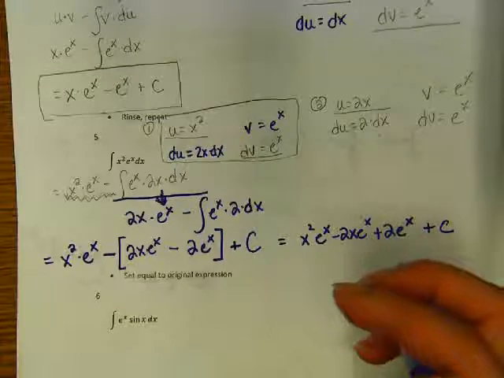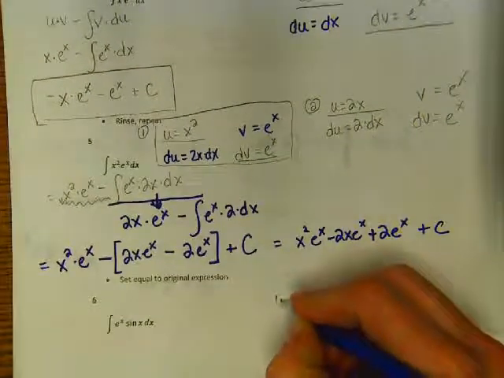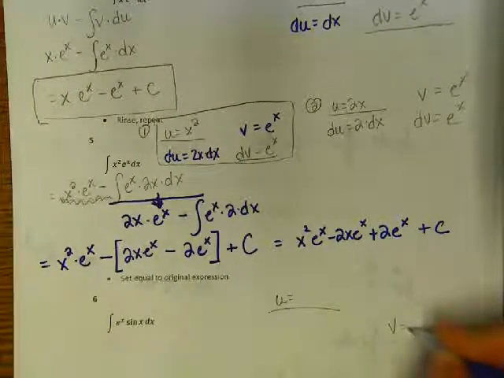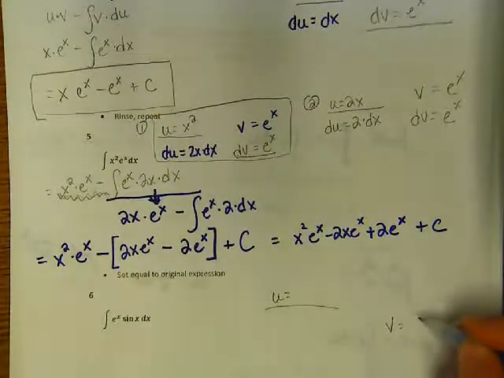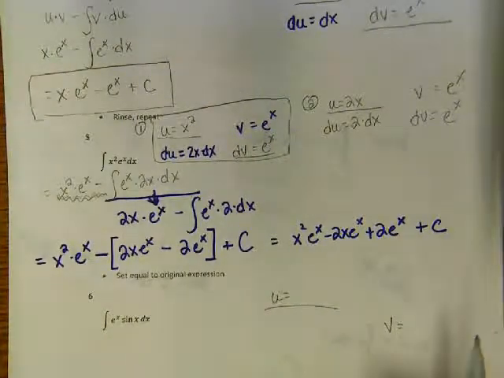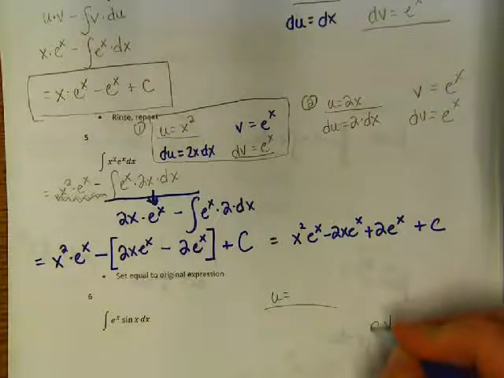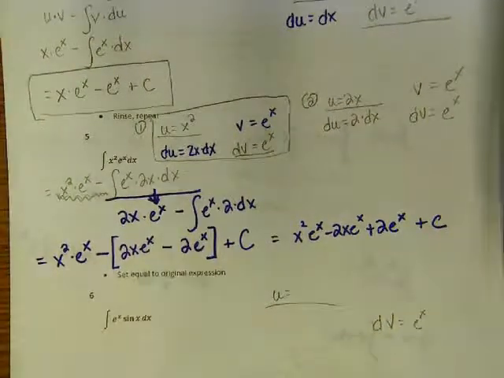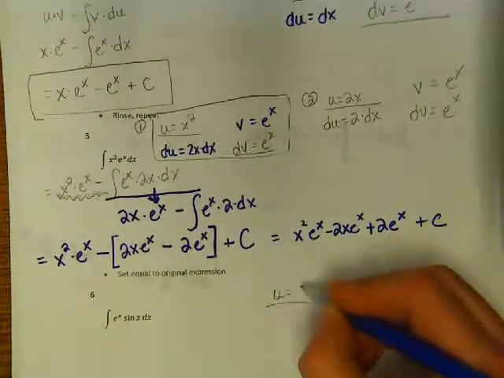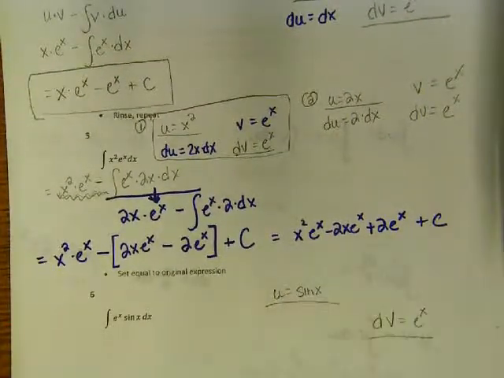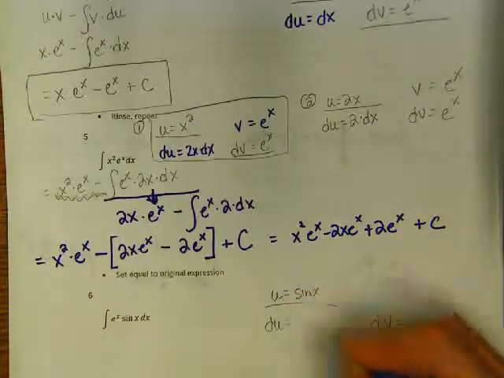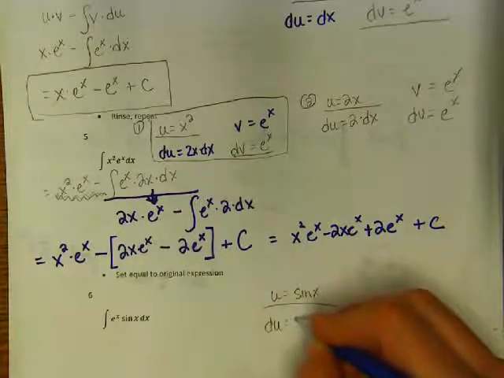Well, I like v to be, well, you're right, because the sine and cosine can go back forever. But since I'm going to be integrating, I'm going to pick the e to the x to be my dv because it's not going to alternate signs. So I'm going to put dv to equal e to the x, and then u to equal sine x, which means du would equal cosine x dx, and v would be e to the x.